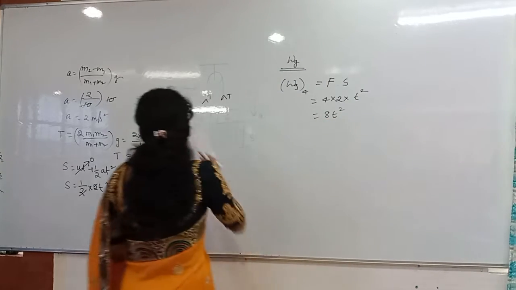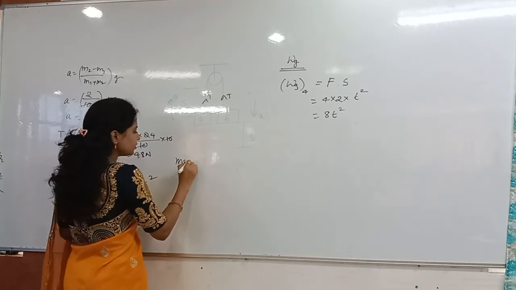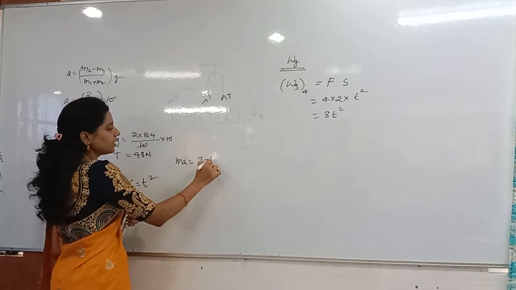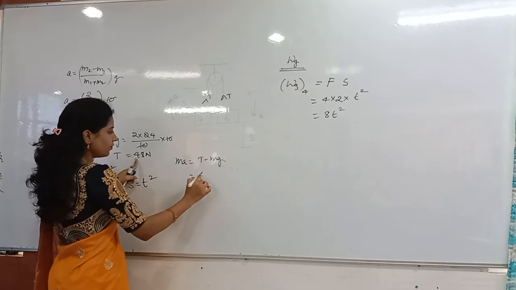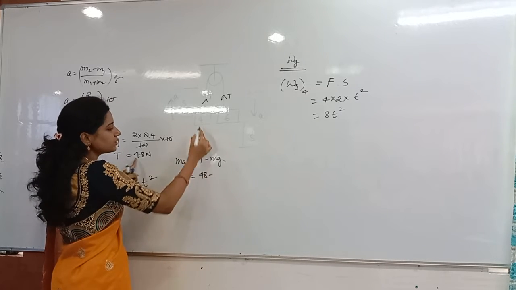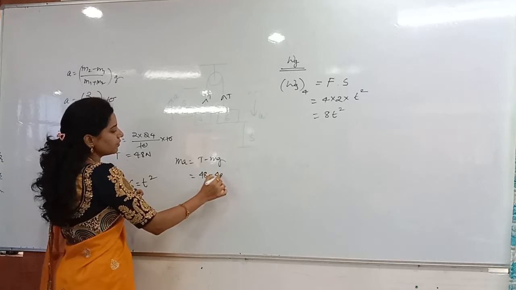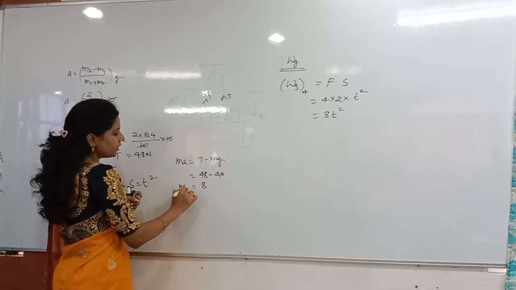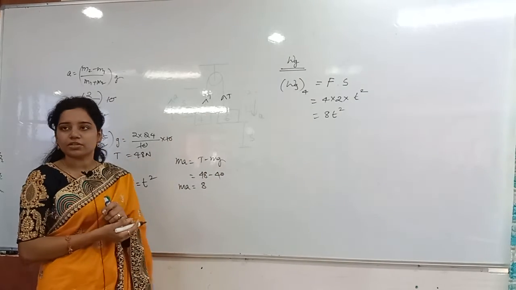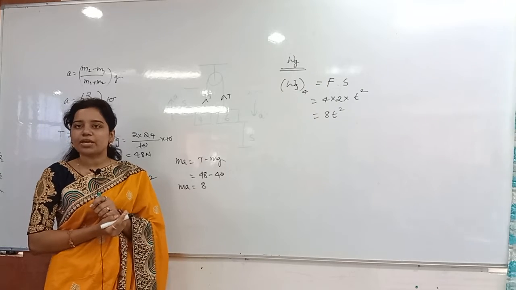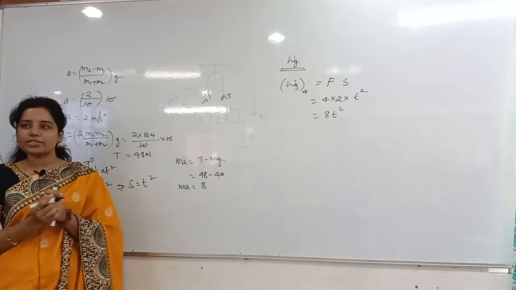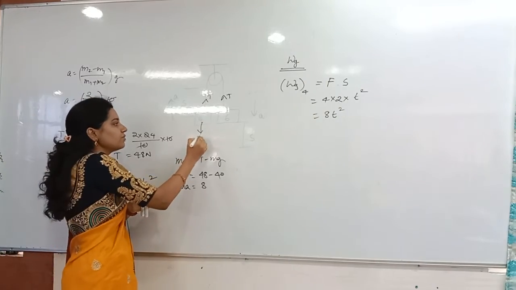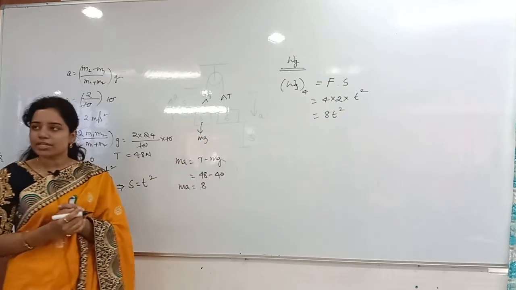Anything else? Here we can write the MA equation also, no? MA is equal to what can I write? T minus mg. Then T is how much here? 48. And then mg is how much? 40. Then MA is equal to 8. We got the same thing here also. Some of the people might be having that doubt. Why? Because we are having net force here. Not only acceleration, we are having even mg and then tension also. By that only I am getting 8.